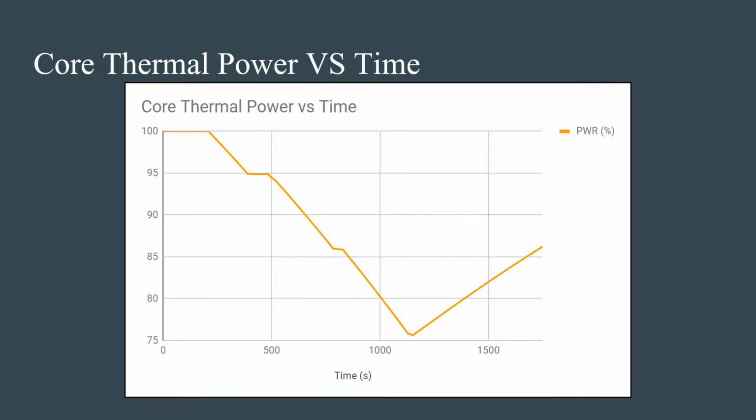This graph shows the core thermal power of the reactor versus time. The core thermal power is directly proportional to the rod position. This is because as the rod position decreases, there's more of the rods available to absorb neutrons and therefore less power is produced. The opposite is true as the rod position is increased. Less of the rods are available, so fewer neutrons are absorbed and more power is produced.